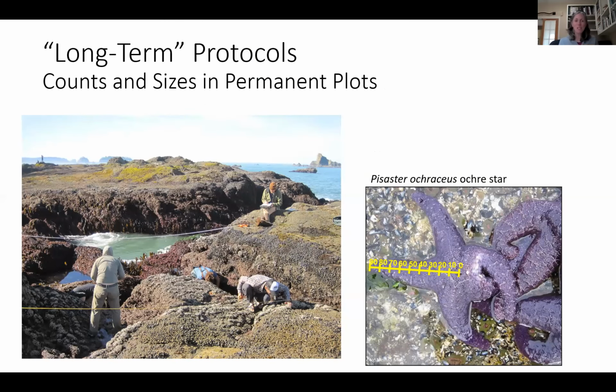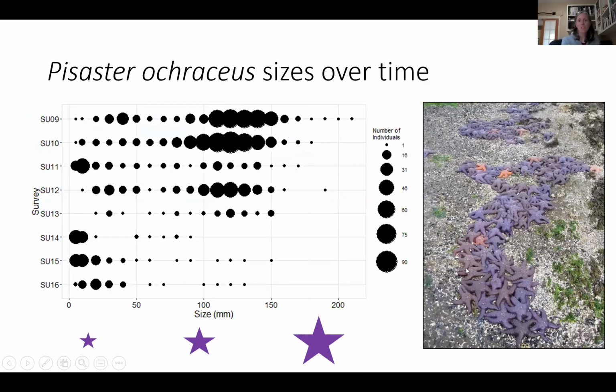For sea stars in particular, we use permanent plots that we count and size sea stars in. The ochre star, Pisaster ochraceus, is the one that's most abundant along our coast, so it's the one that we primarily focus on. And we measure the radius of the star. We call it the radius from the center of the star to the tip of the longest or straightest arm. And that gives us data like this.